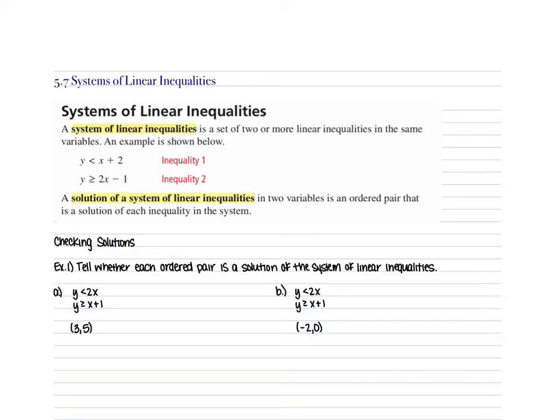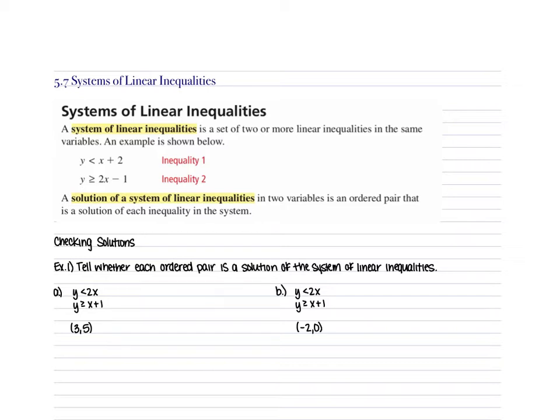5.7 goes over systems of linear inequalities. Like you saw in 5.6, we're working with linear inequalities. However, now you have more than one, so it makes it a system. With these, you're used to seeing linear equations, and where those two lines cross is your solution.